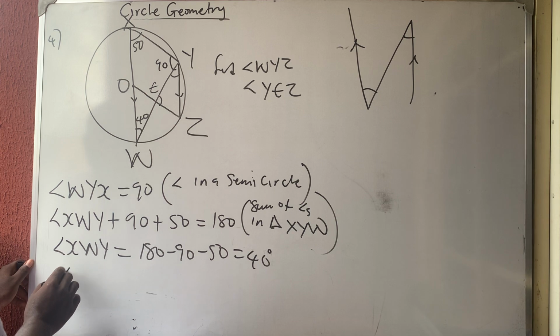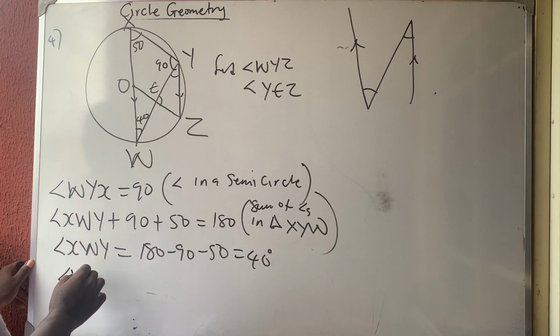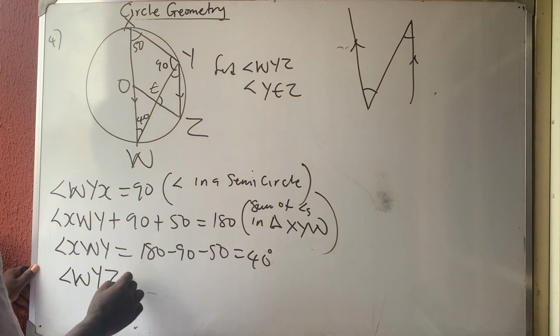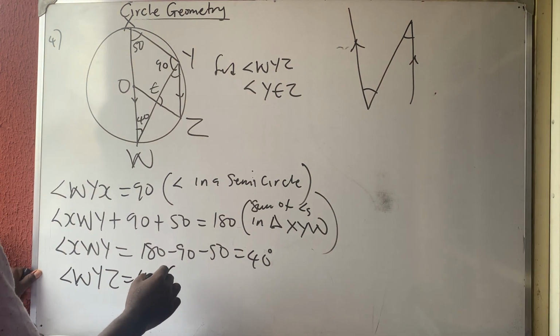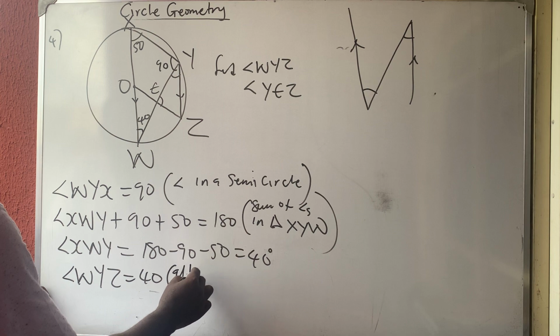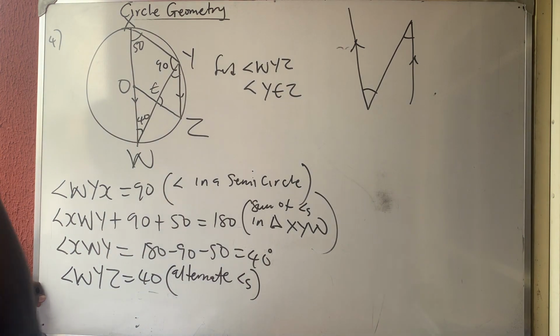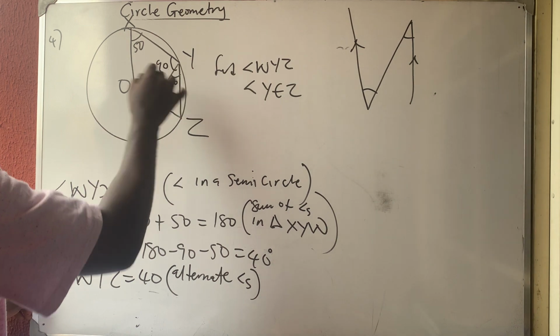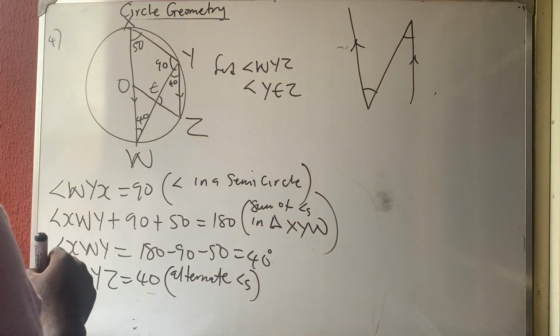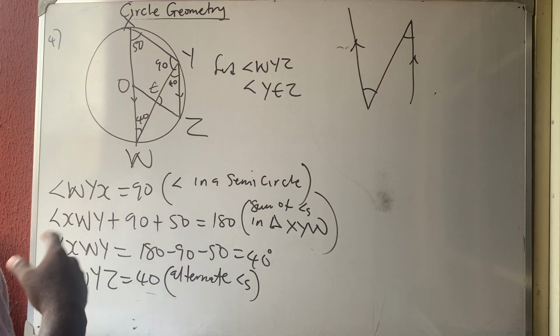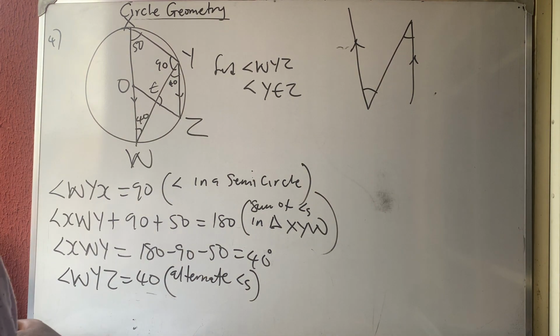So we can say that angle WYZ is equal to 40 degrees. What's my reason? Alternate angles. Alternate angles are equal. So we have gotten here to be 40. If I've gotten here to be 40, how do we get this point now? How do we get that point?